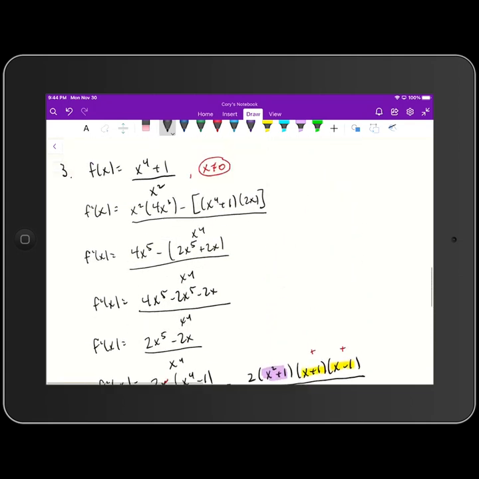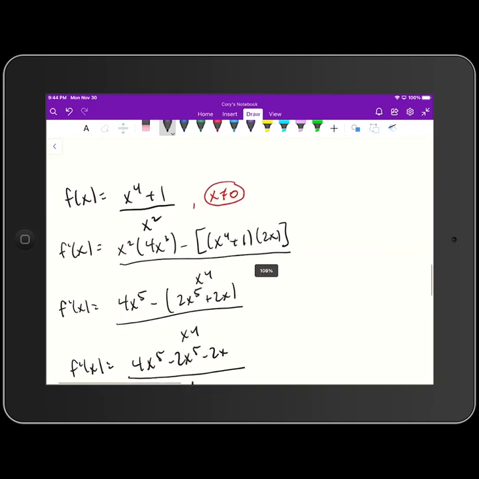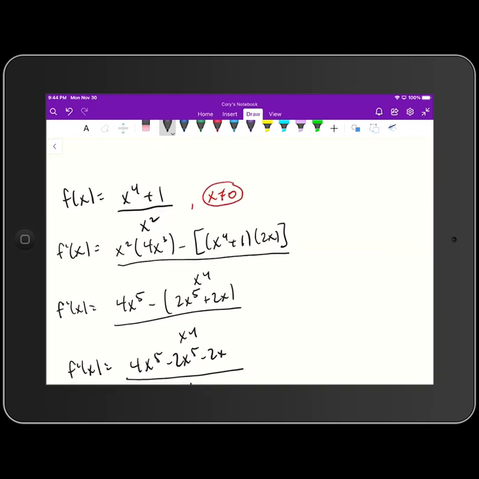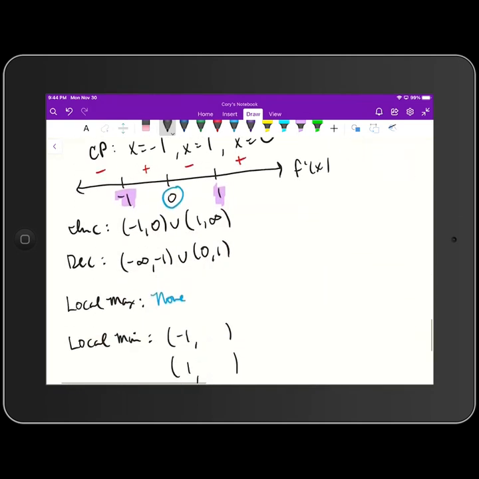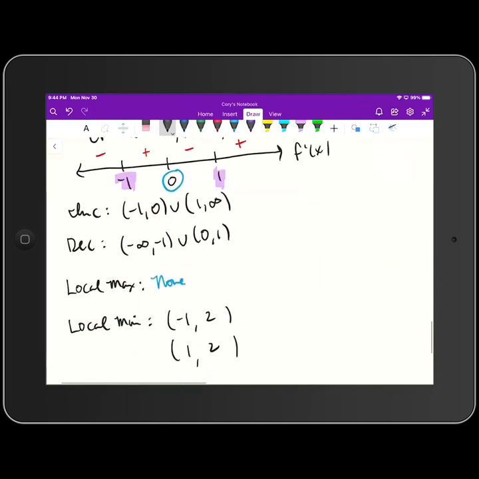So all we want to do is plug negative 1 and 1 back into our original function. And when we plug negative 1 and 1 in, we're going to get the same output either way. So when we take negative 1 or 1 and raise it to the fourth power, the output's going to be 1. So the numerator is 1 plus 1, which is 2. And the denominator, whether we plug in negative 1 or 1, whenever we square that, the output is 1. So 2 divided by 1 is 2. So that's going to make the y coordinates for both of these points here, 2.